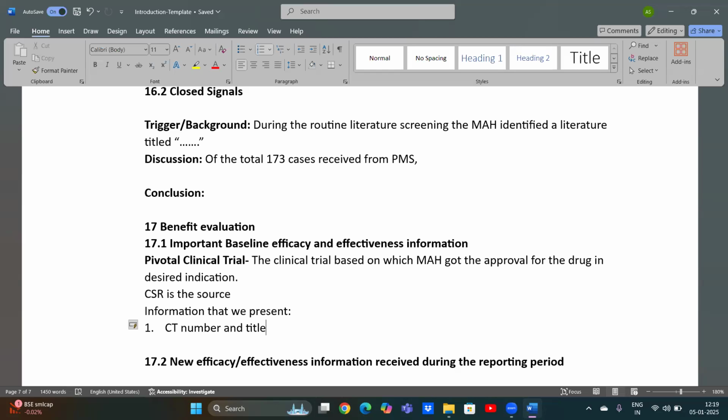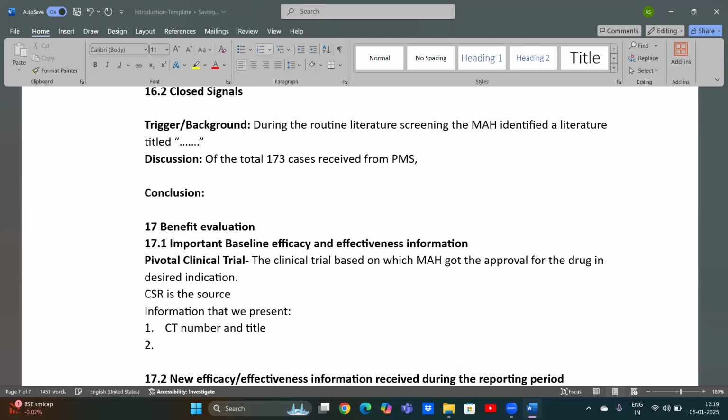Yes, sir. Now we are discussing what information to present, because if I write the information here, it will take the whole class to write. Now the second thing, what information? Everything will be there in the CSR. Okay. Then you will write in short.